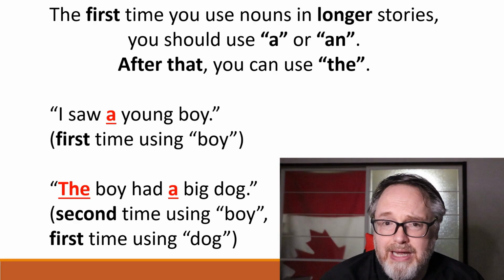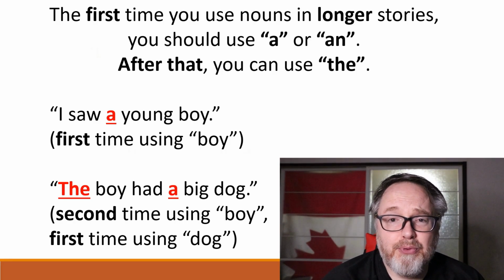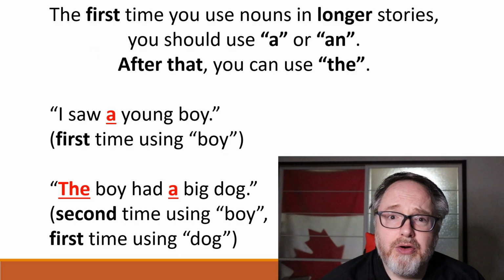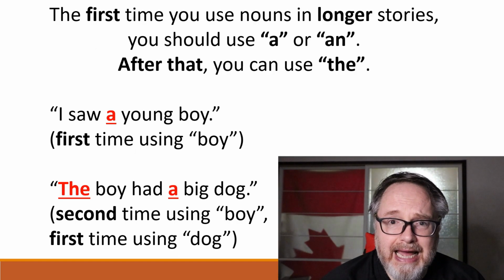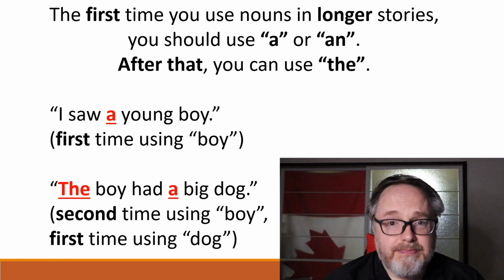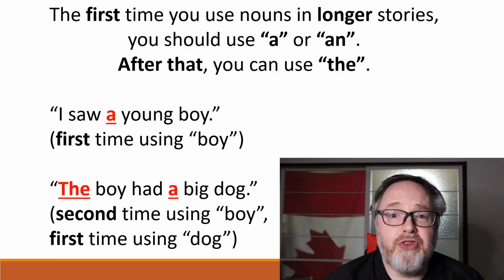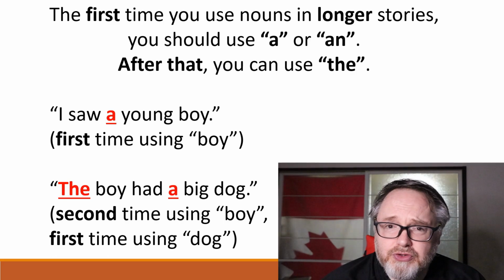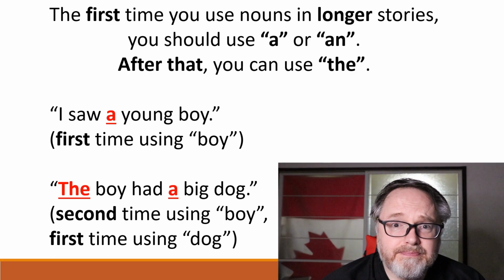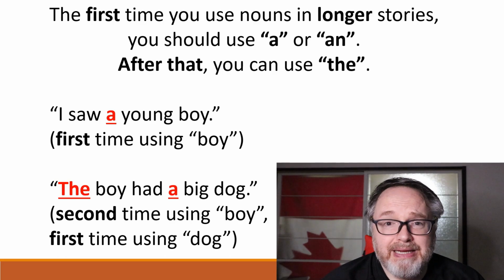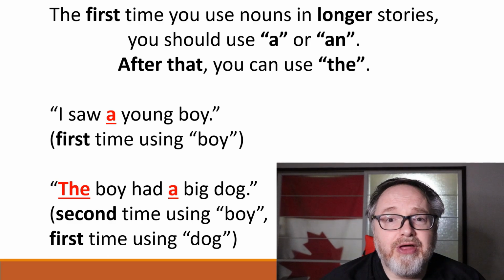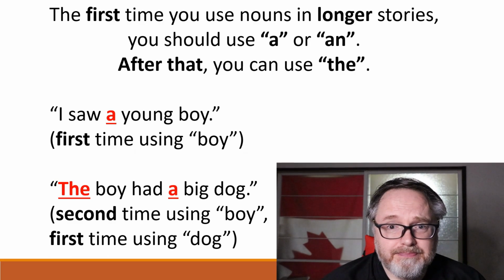On the next slide, we have another rule that's very important to remember. The first time you use nouns in longer stories, you should use a or an. After that, you can use the. I saw a young boy. First time using boy. The boy had a big dog. Second time using boy, first time using dog. Now we can say the boy instead of a boy.